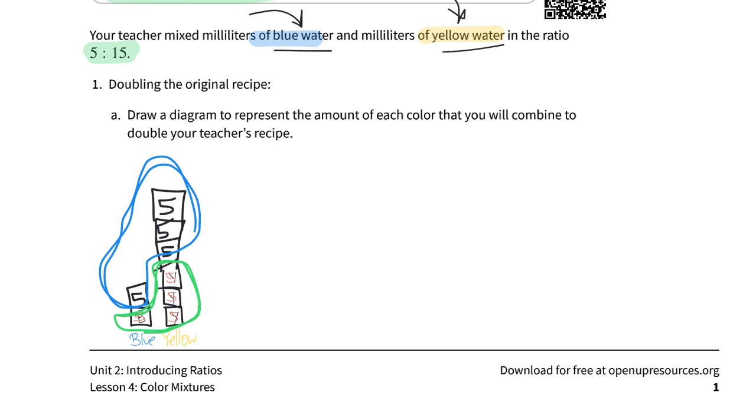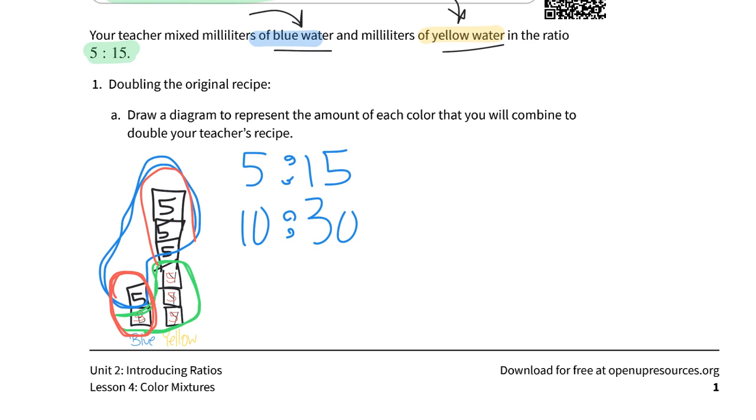Because we know that 5 to 15 and then 10 to 30 is going to give us the same. Where did the 10 come from? The 10 came from the fact that I have 2 units of blue, and each unit is 5, and then I have 6 units of yellow, and each unit is 5.